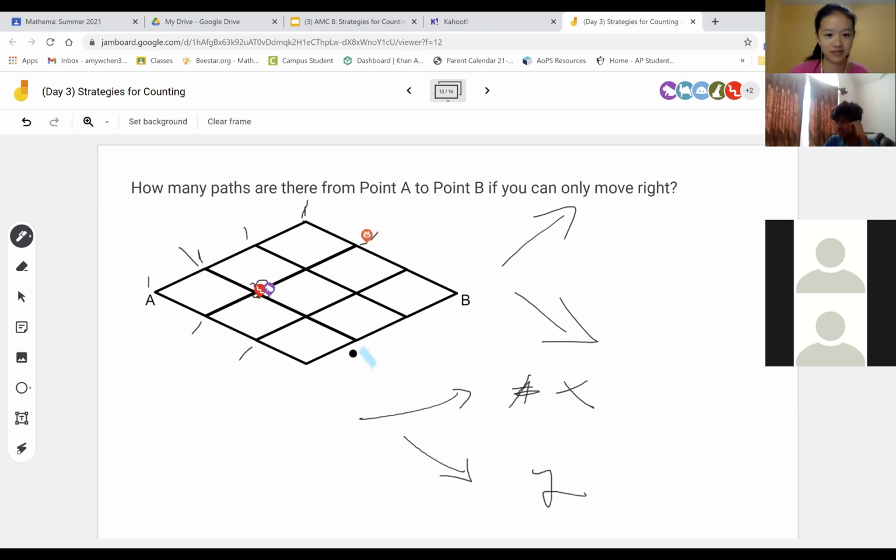Careful, careful, careful, guys. You guys have to be a little bit careful. After you cross this middle point, you can't keep numbering ones anymore, because if you notice, this point can take both this point and this point.